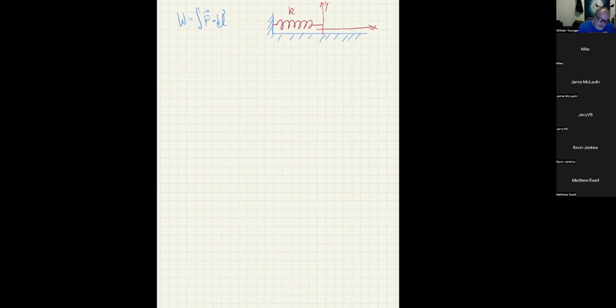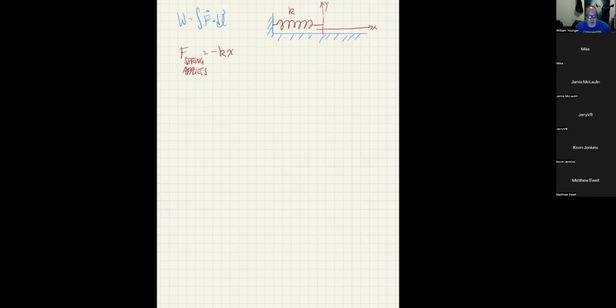Well, Hooke's law says that the force that the spring applies is equal to the negative of K times X.